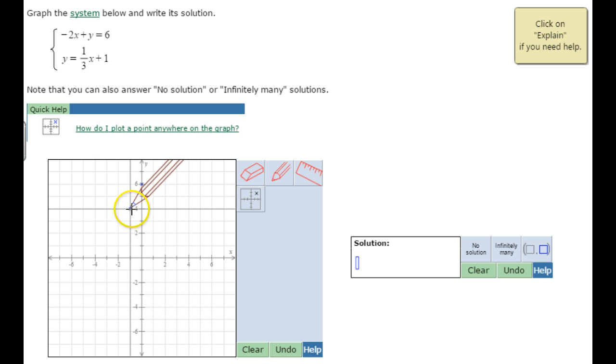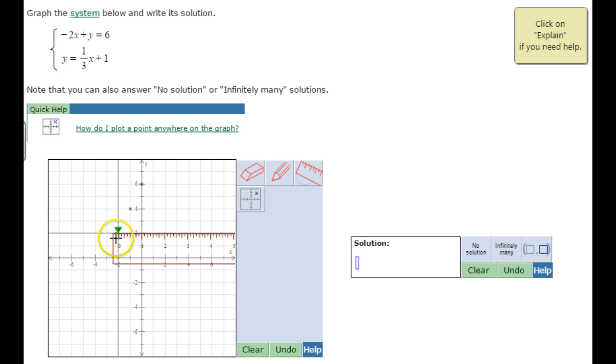Let's do one more point. Since 1 for x was giving us a point that was off the charts, and negative 1 worked, let's try negative 2. Maybe that will also give us a point that we can graph. So try negative 2 for x. That would be negative 2 times negative 2, which is 4. 4 plus y equals 6. If we solve that for y, we get that when x is negative 2, y is 2.